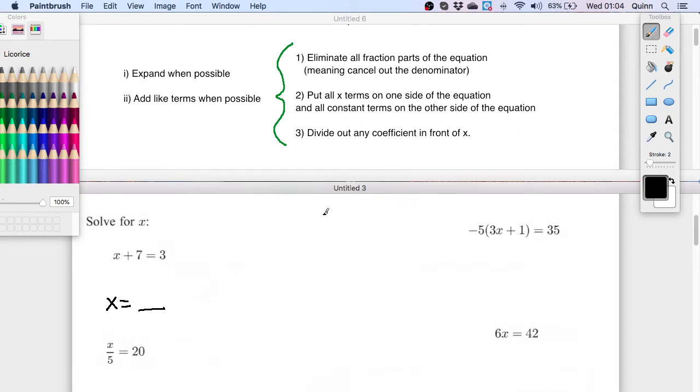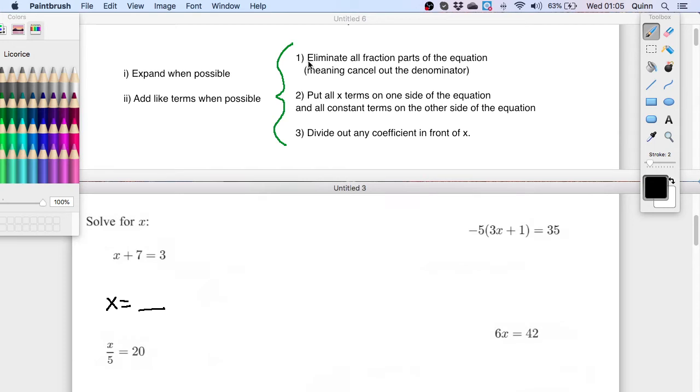For example, in this simple linear equation, x plus 7 is equal to 3. Well, this isn't too hard. Most of you would say, well, it's quite easy if I say x is equal to negative 4. Negative 4 plus 7 is equal to 3, which is correct. But we want to start using rules so that when we get more difficult linear equations, it becomes easier and easier to do. So let's take a look at our rules.